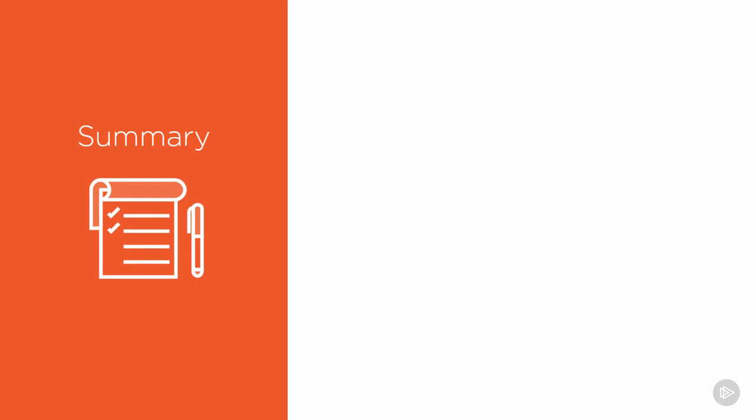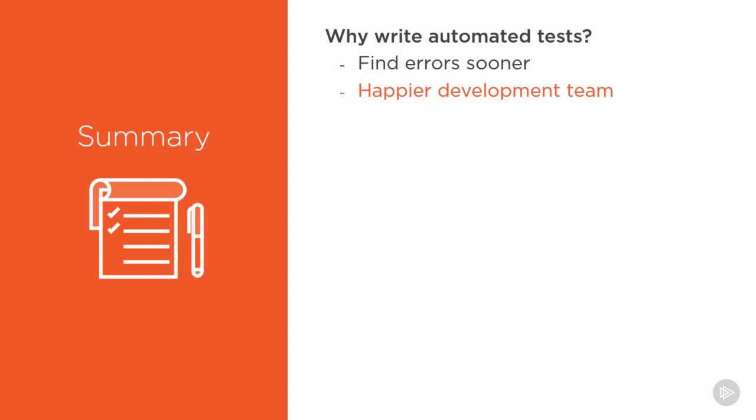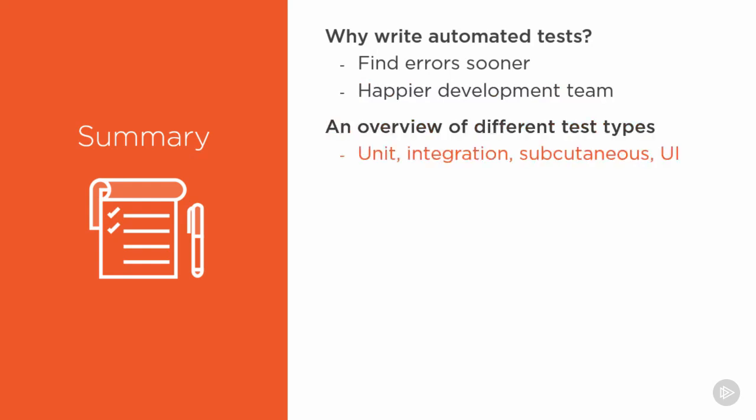So that brings us to the end of this first module. In this module, we started off by looking at some of the reasons why we might want to write automated tests in the first place. We learned that automated tests help us find errors sooner and how this can reduce development costs, and also how automated tests can result in happier development teams, hopefully resulting in fewer production outages and fewer out-of-hours callouts. We got an overview of the different test types, from the quick-to-execute unit tests, right through to the slow-to-execute user interface tests, and how unit tests are less brittle, and functional UI tests can be more brittle.